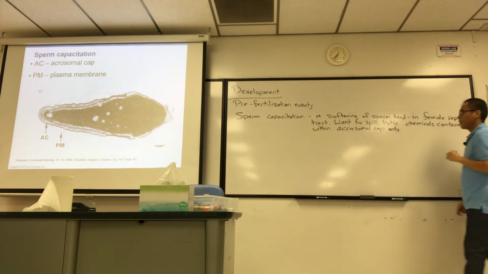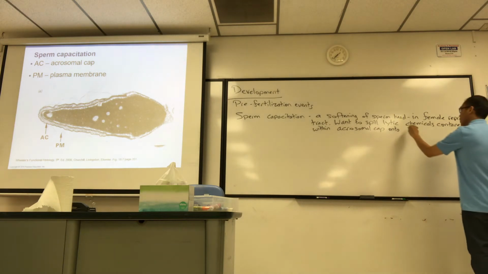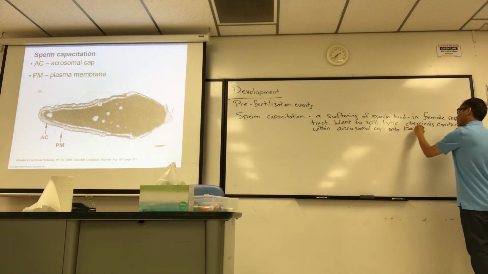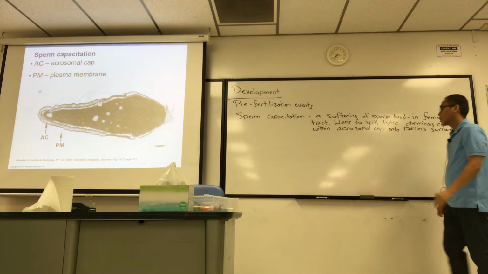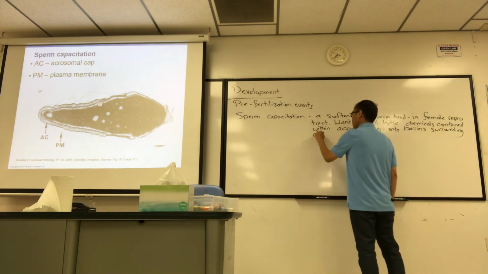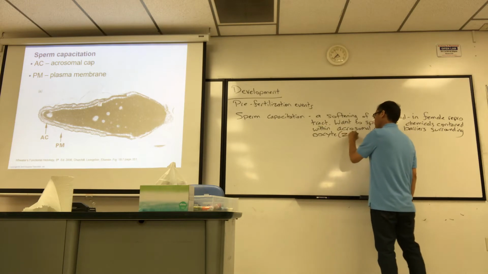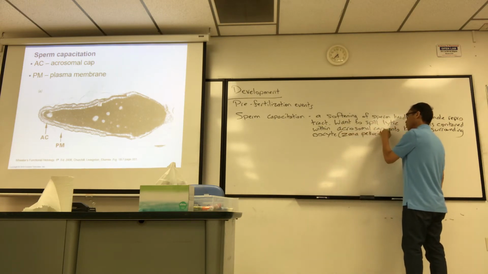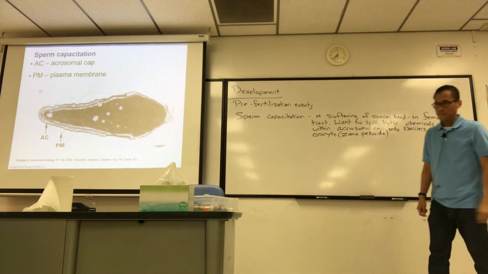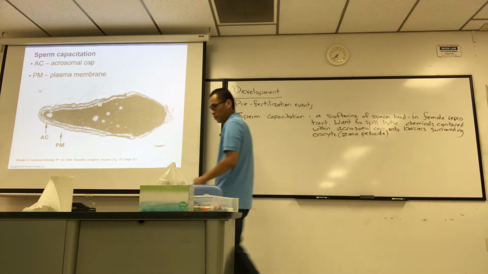onto barriers surrounding the oocyte. Now, we already know what that barrier is. I've named it before, zona pellucida. So it helps to soften the head, so you can kind of have that spillage. Let's move on.